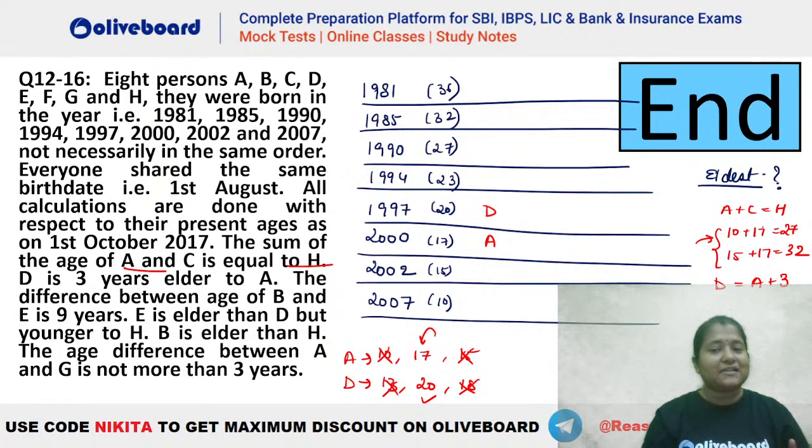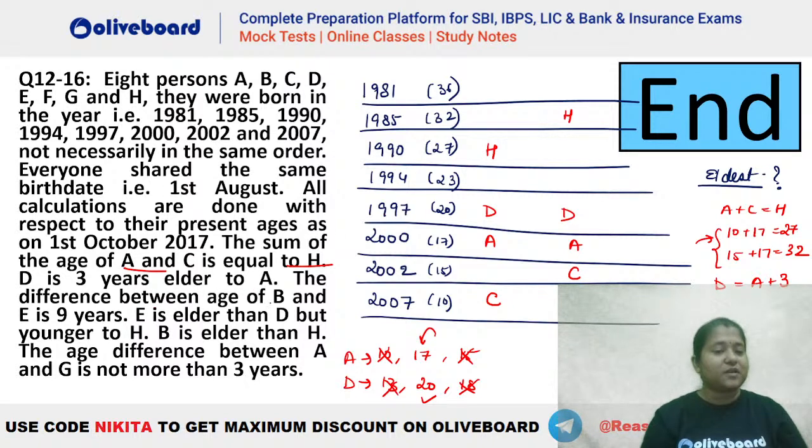अब यहाँ पर A अगर 17 है तो C can either be 10 or 15, है ना? So you can see that C can either be 10, that is C can be this person, or C can be this person. When C is equal to 10, then A plus C is equal to 27, that means H will be 27 years old. In this case A plus C will be equal to 32, so H will be this person here. Okay, so ये दोनों possibilities आपकी बन रही हैं.